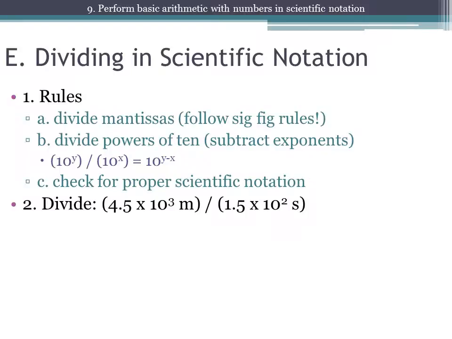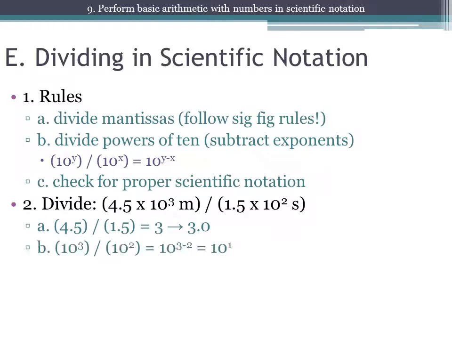So here's an example. We have a division. We're going to divide the mantissas, so 4.5 divided by 1.5. Your calculator is going to tell you 3, but notice both of these measurements have 2 sig figs, so our answer needs 2 sig figs, so that will be 3.0. We'll then divide our exponents, so 10 to the 3rd divided by 10 to the 2nd. That's 10 to the 3 minus 2, which is 10 to the 1st. So our answer is 3.0 times 10 to the first meters per second.